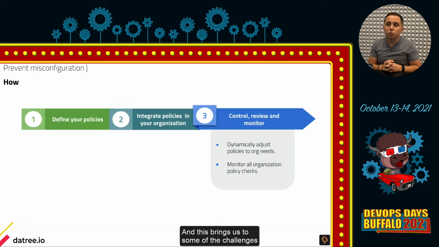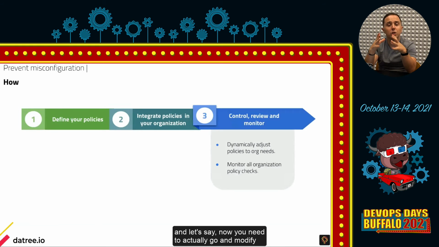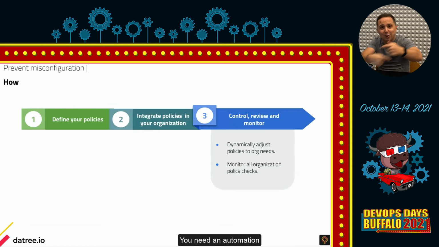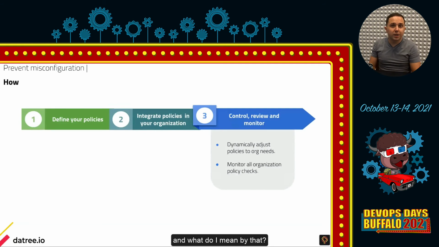And this brings us to some of the challenges in that regard, because think of an organization that has 100 or 400 Git repositories. And let's say now you need to actually go and modify it and change a policy in all of your repositories. How are you supposed to do it? Are you going to open 400 pull requests? You need automation in order to do the automated test changes. So I believe in dynamically adjusting the policies. And what do I mean by that?